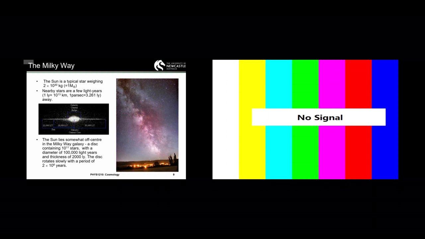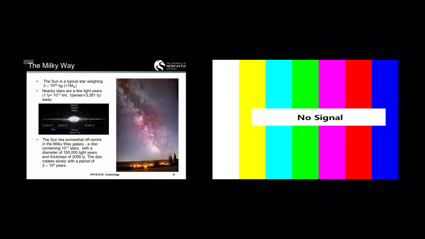So we think that our galaxy contains something like 10 to the power of 11 stars. Its diameter is something like 100,000 light years. So a light year is a measure of distance. It's the distance that light travels in 1 year. But its thickness is only 2,000 light years, so it's a pretty thin disk.